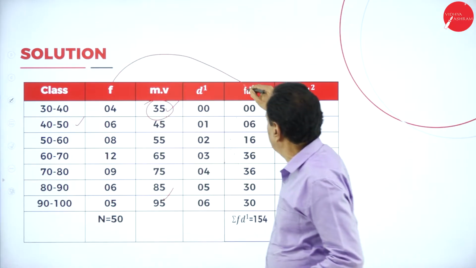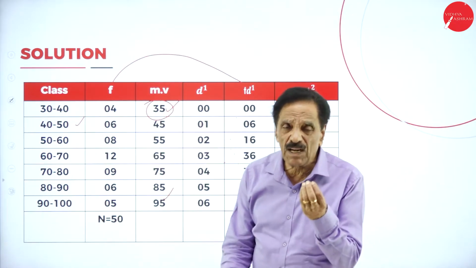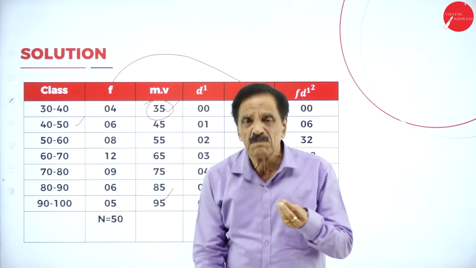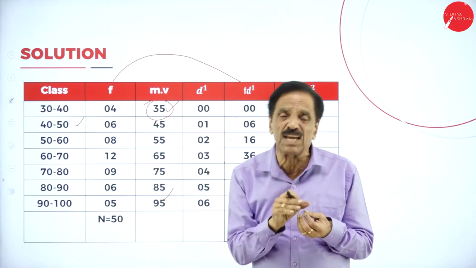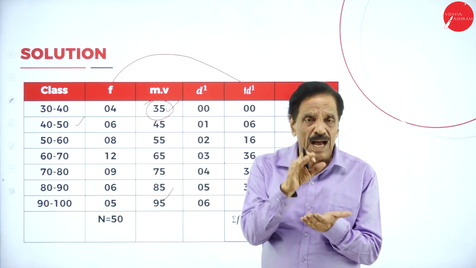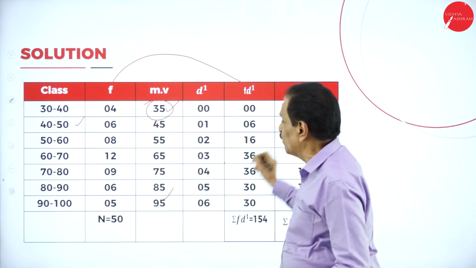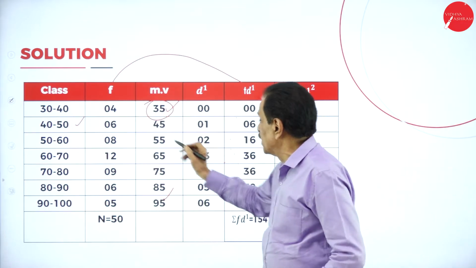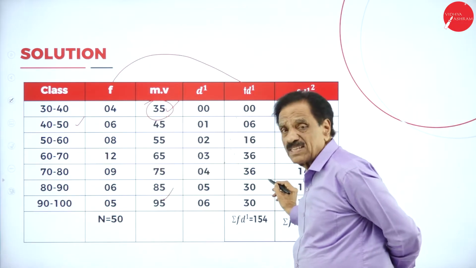ft dash. 4 into 0 is 0. Why do you need ft dash? Because for the mean, A plus or minus sigma ft dash divided by n into c. So for the sake of the median, I want to get the ft dash. 4 into 0 is 0. 6 ones are 6. 8 twos are 16. 12 threes are 36.